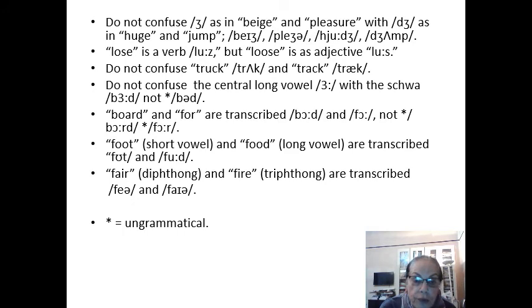Foot short vowel and food long vowel. يتكتبوا double O الاثنين، إنما واحدة long وواحدة short. So the short one is this and اللي هي الشورت O. The long one is this one. Okay. Fair and fire. طبعا fair is a diphthong إنما fire is a triphthong، ولذلك تلاقيها هنا triphthong اهي 3 symbols وfair 2 symbols. Right.